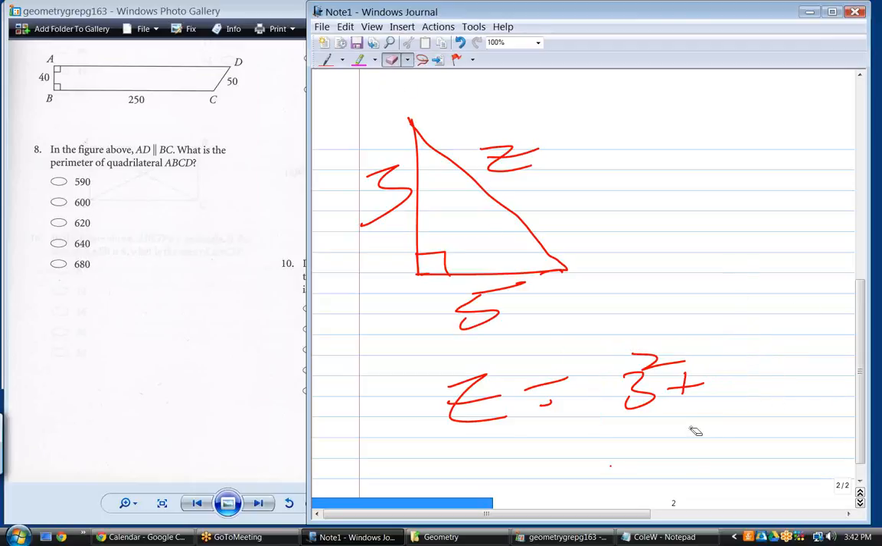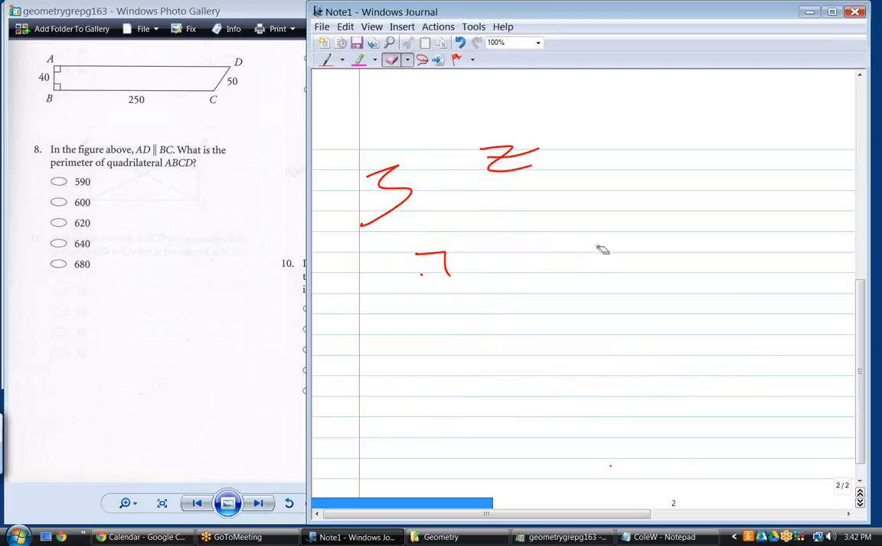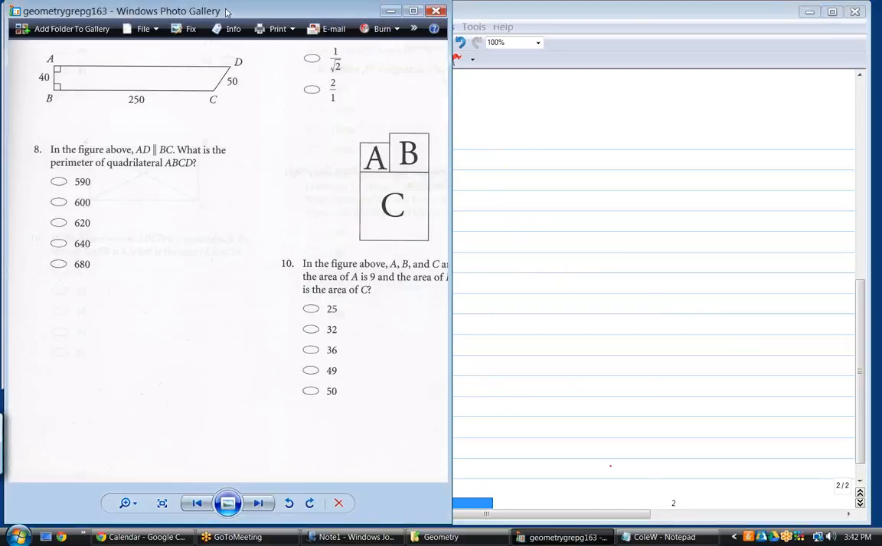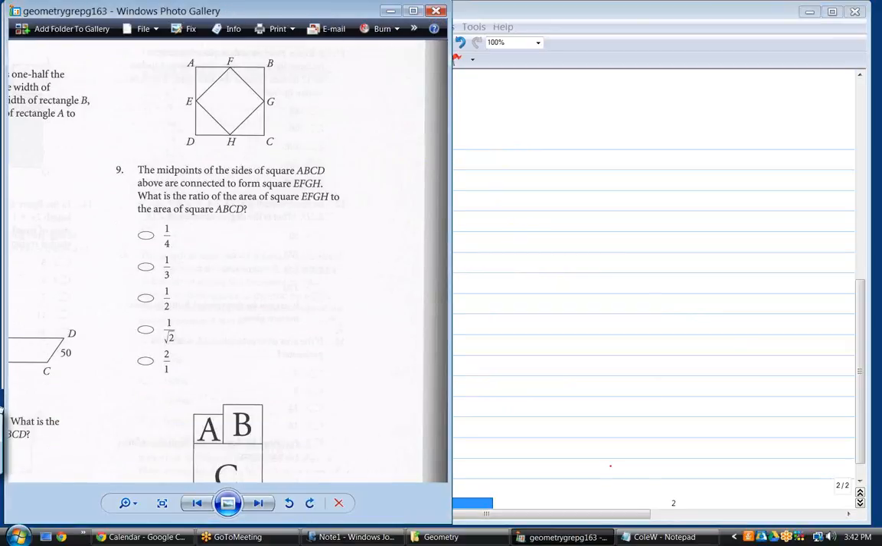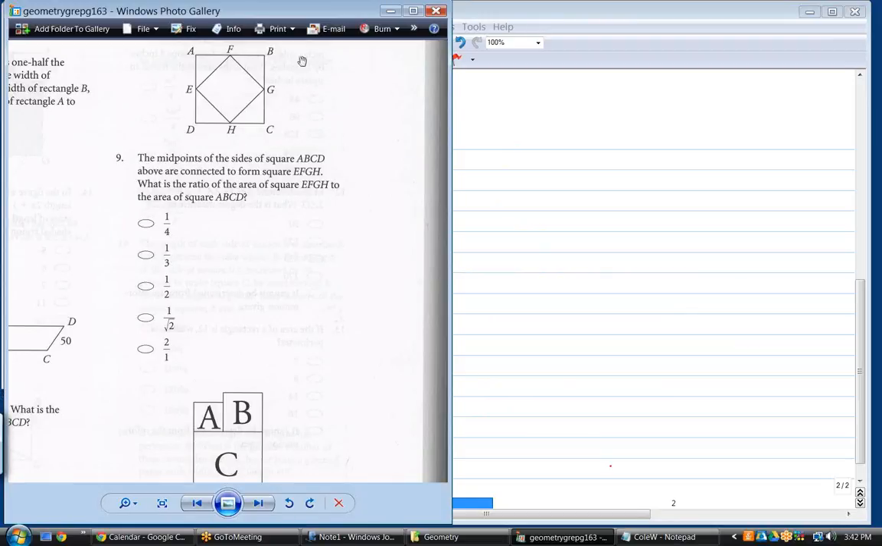Okay? And that skill being solving right triangles without having to go all the way back to the Pythagorean Theorem.